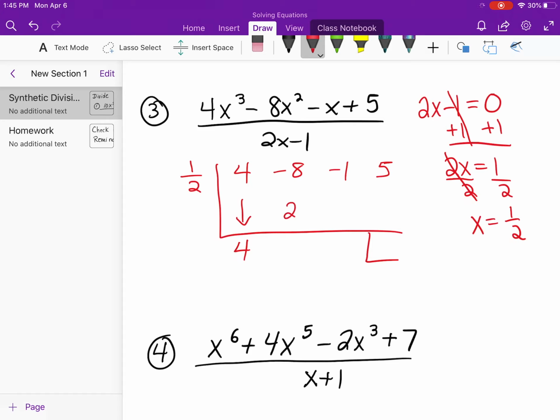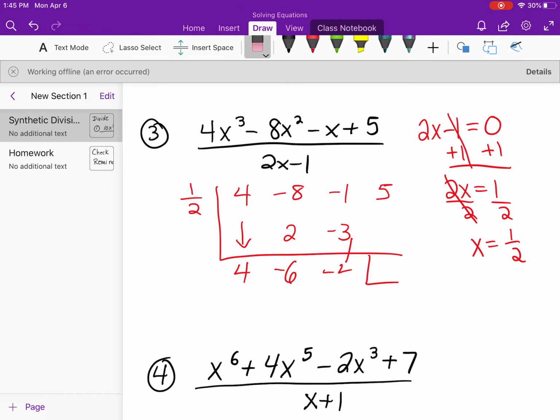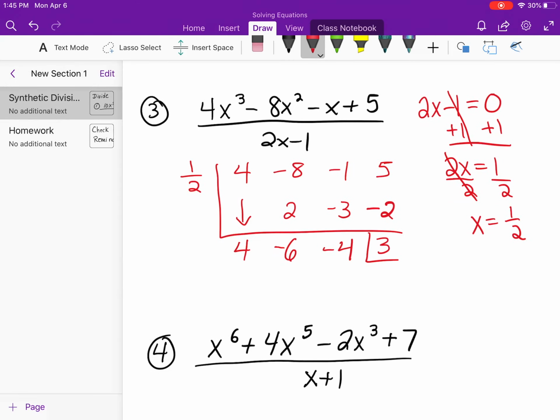Then we would add -8 plus 2 is -6. And then again, we're going to multiply this fraction, 1/2 times -6. So just in your head, think, what's half of 6? It's 3, but because it's negative, we'll put -3. Then add -1 plus -3, that's -4. And then half of -4 would be -2. And then finally add 5 plus -2. You guys know that's just 5 minus 2, so that's 3.